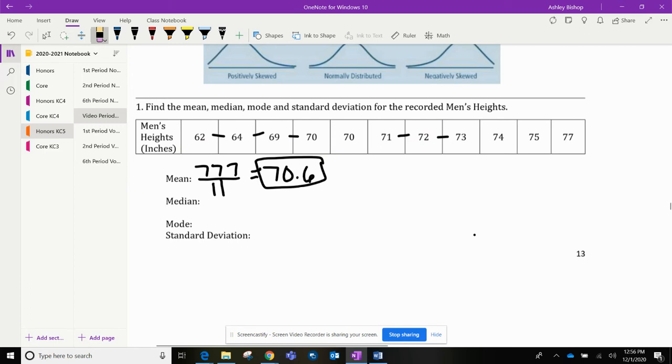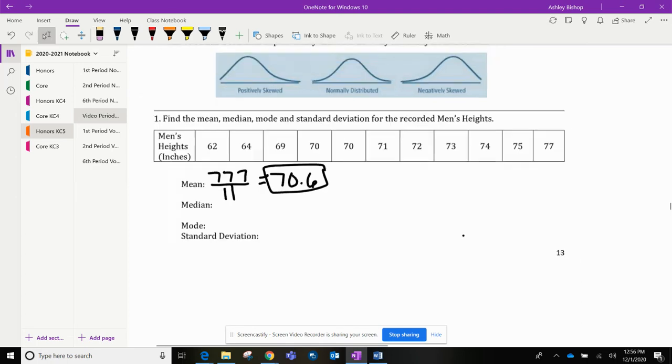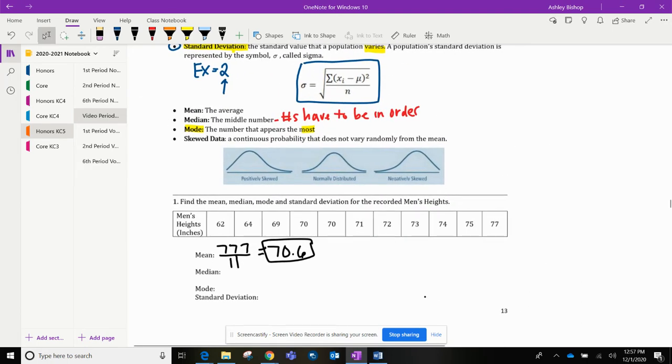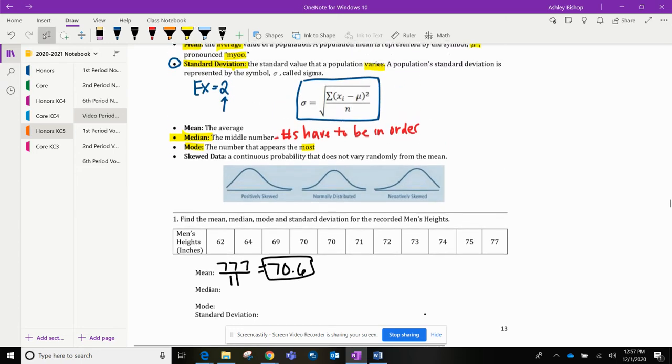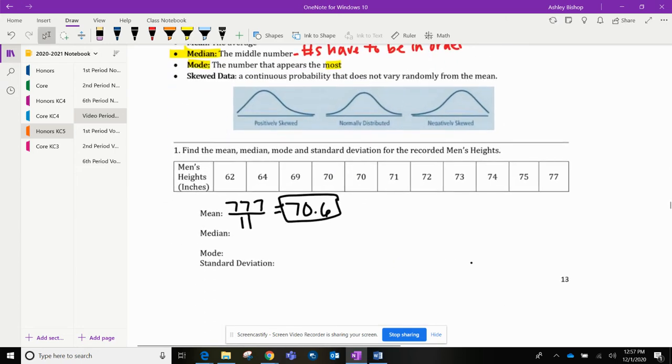Okay. Now I want to find my median, which is my middle number. So before I can do my median, remember we took those notes up here, my numbers have to be in order from least to greatest. And if you take a short look here, you will notice that these numbers are already in order. So I can go ahead and find my median.